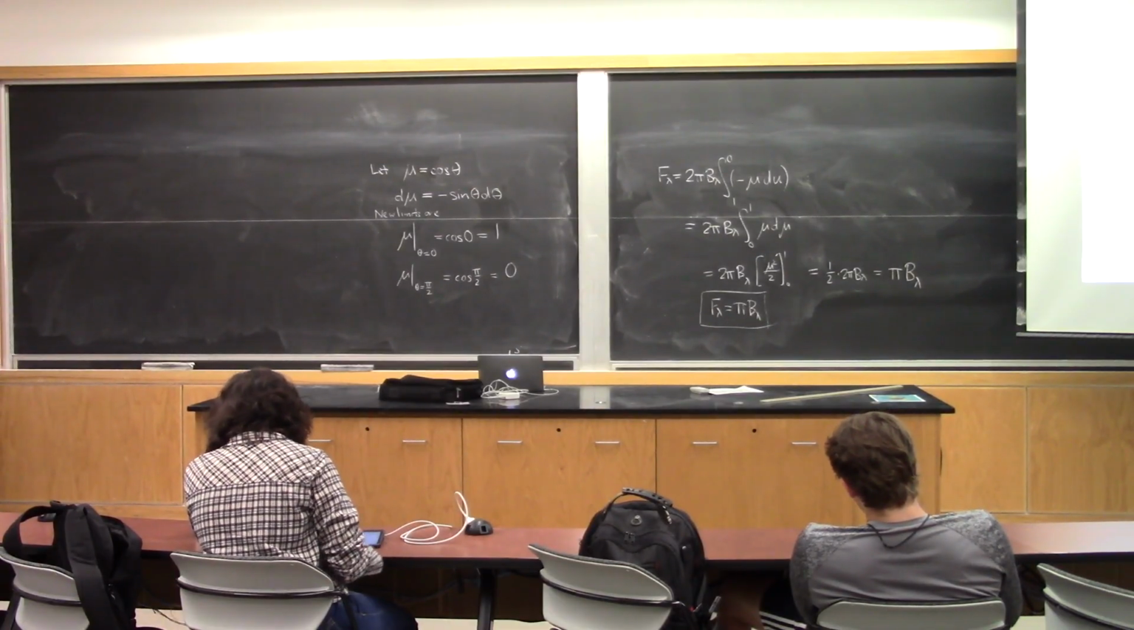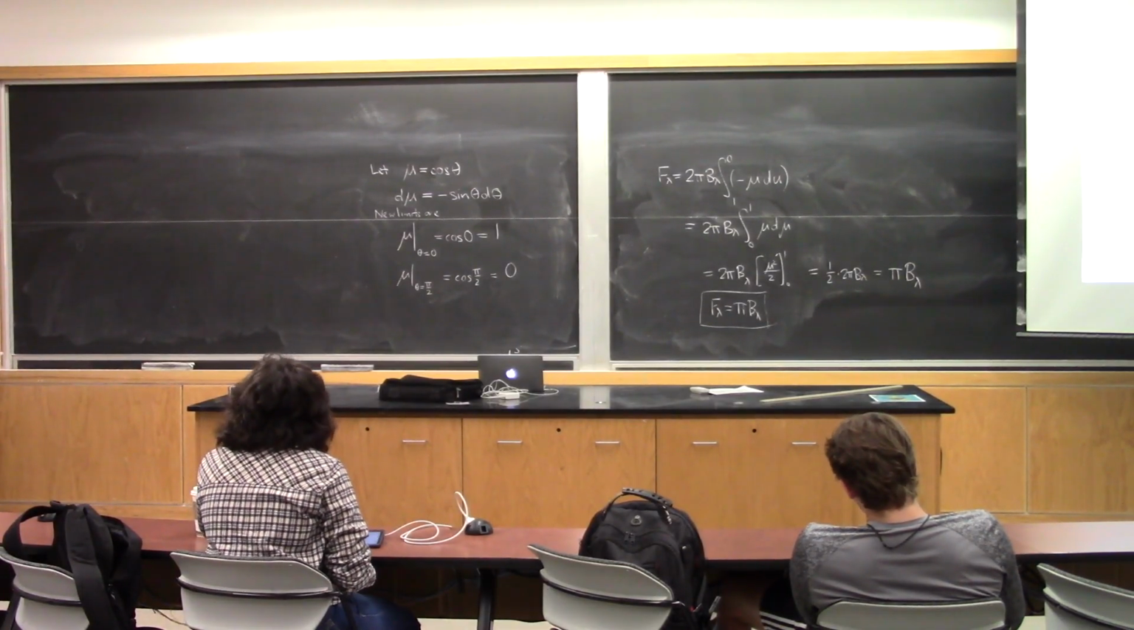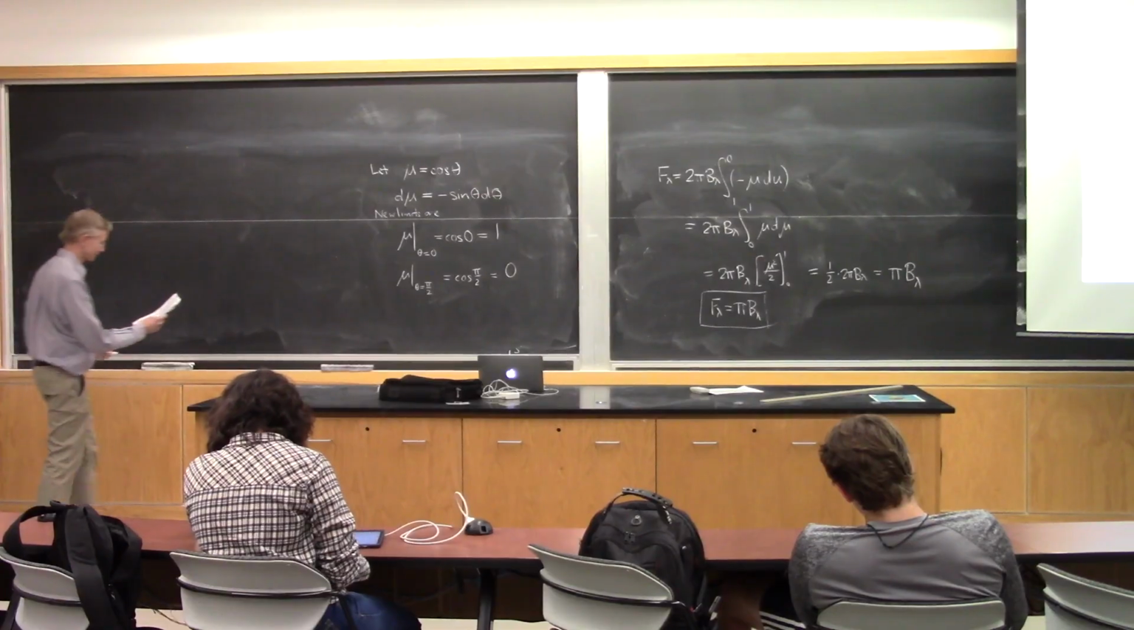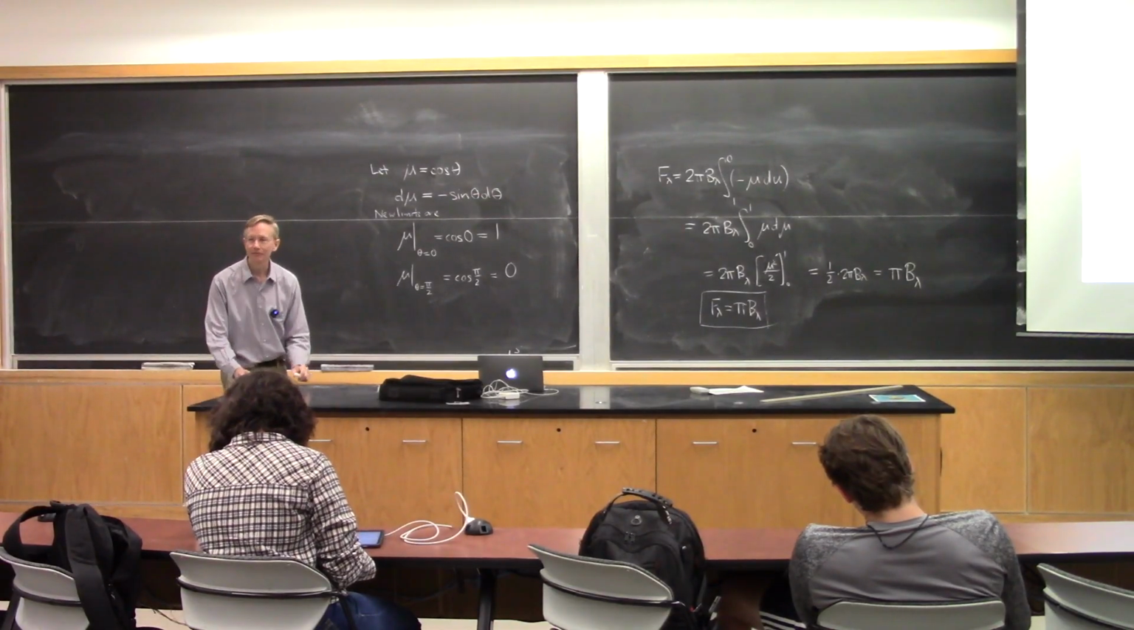Tell your parents. You know, for any isotropic radiation field, I can show that F lambda is pi B lambda, and they'll be like, now I know why we're paying tuition, right? So, what questions do you have?